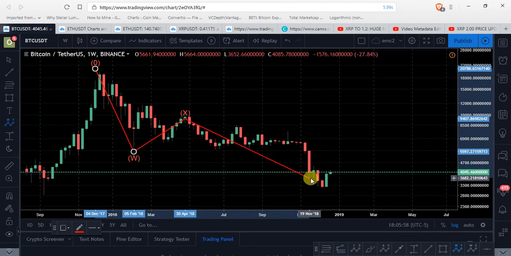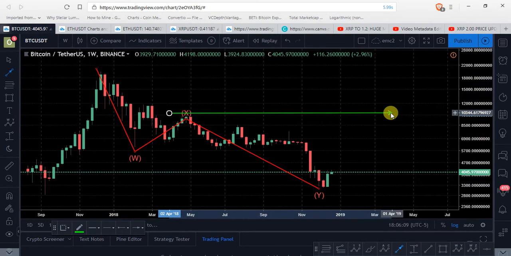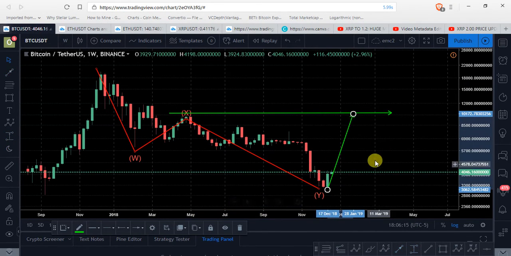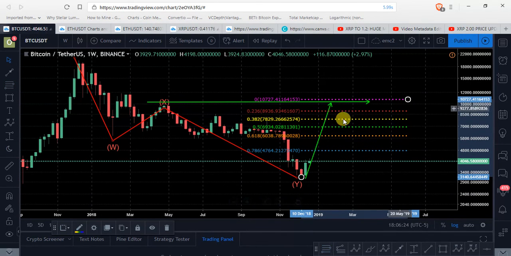W, X, and Y. So this is a WXY correction. Then you just need a retest of this X area right here. So the reason why I say Bitcoin is going to 10K, this is it. But I will update it once we get to 3K, because we most likely gonna come back down 50%, at least 50% retracement, right? We're gonna come back to 7,000 after we get to 10K.